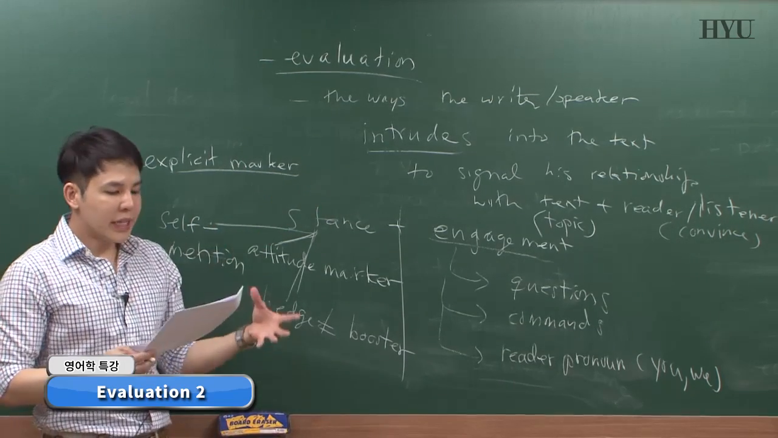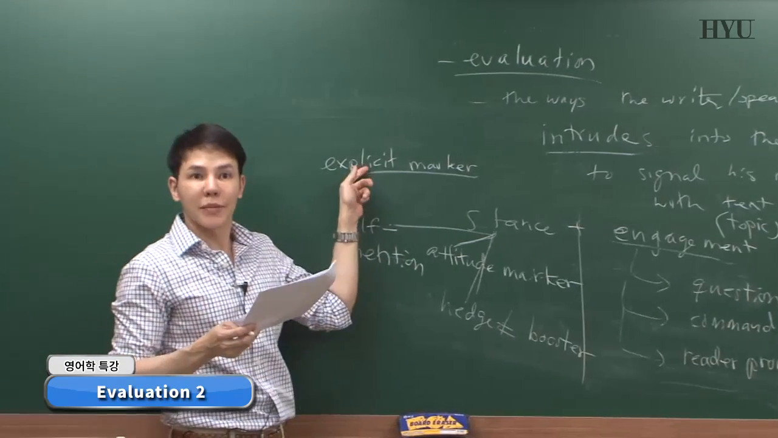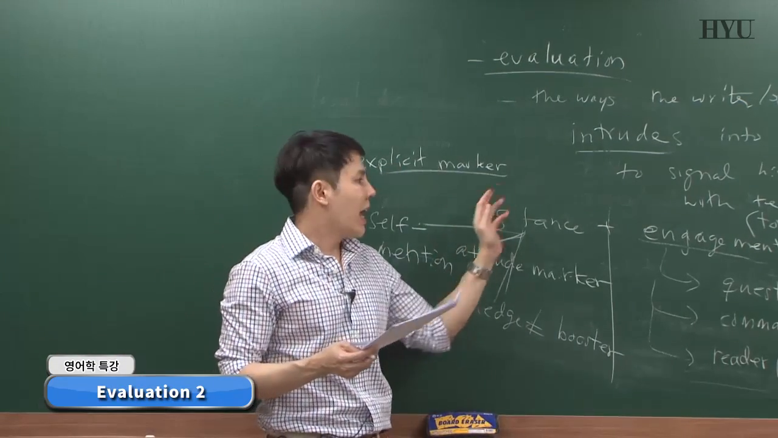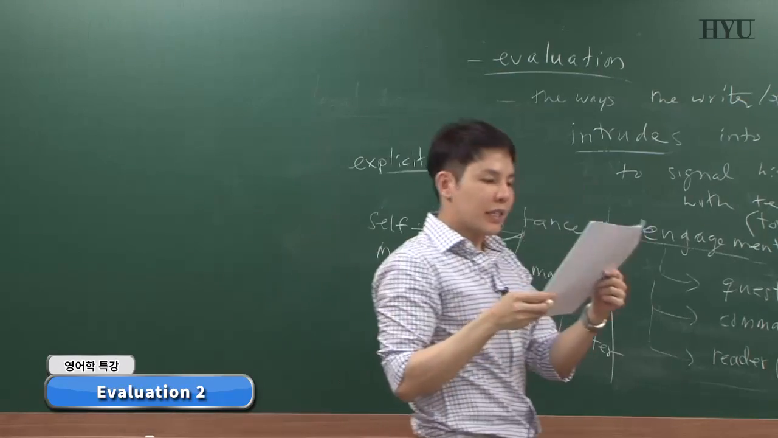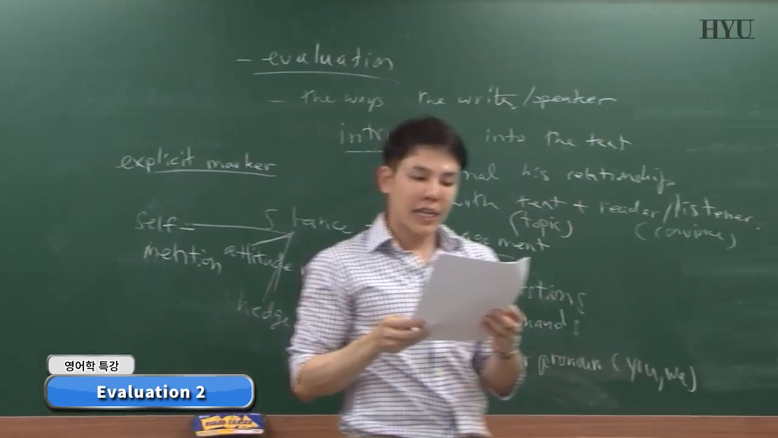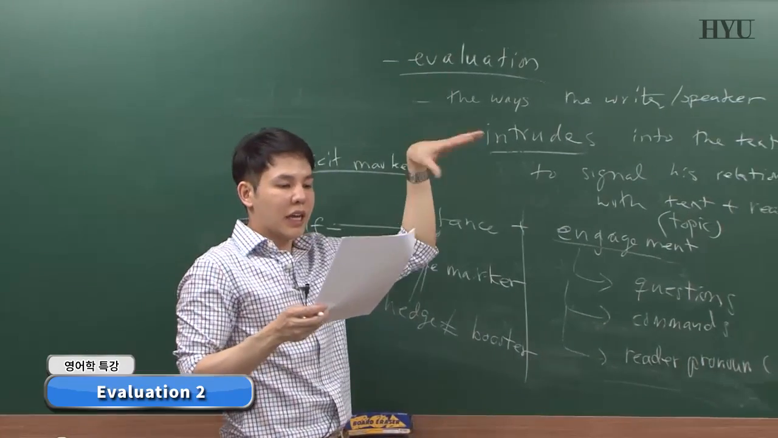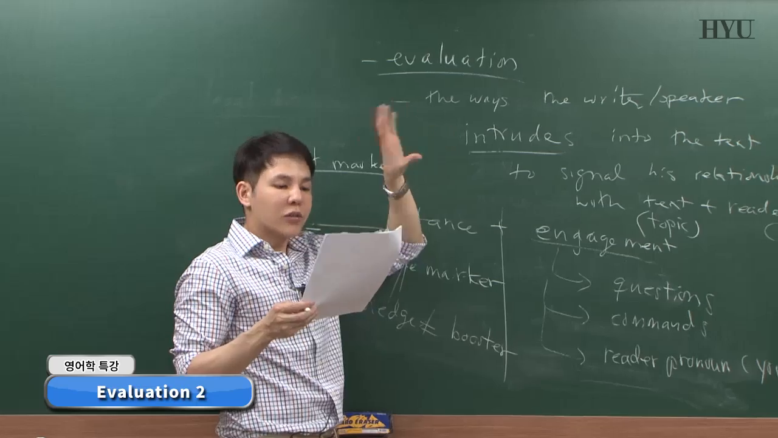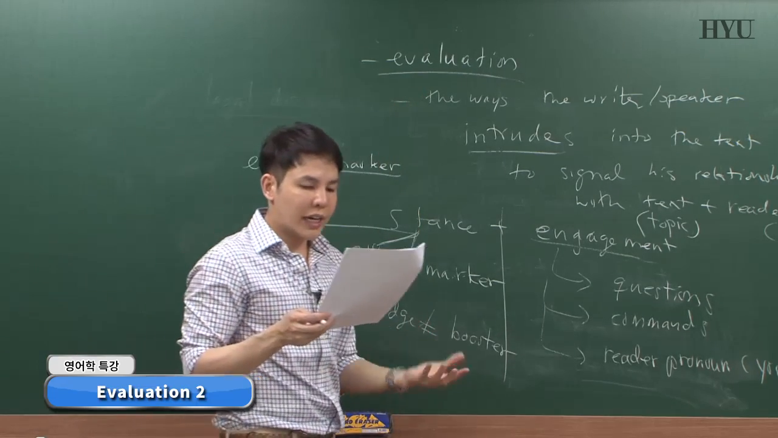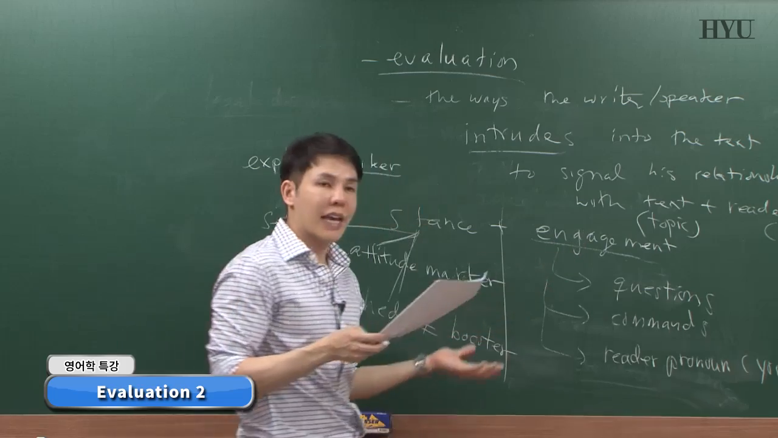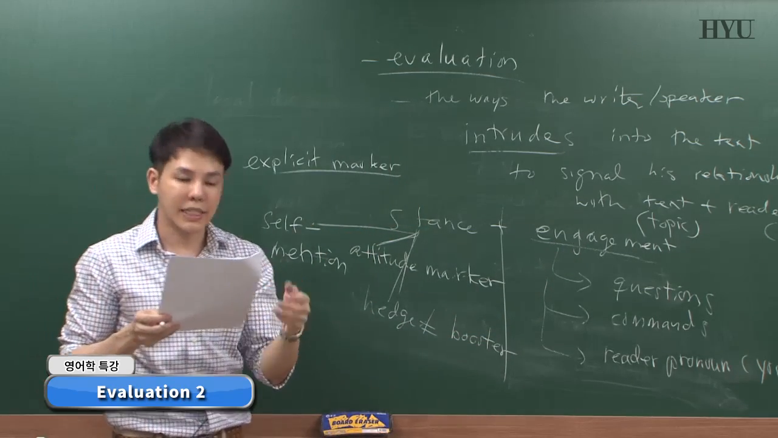So what we'll do is we'll try to spot explicit markers, okay? Explicit markers of stance and engagement devices. So I have 10 sentences here, 10 examples here. Can you spot and then underline or circle, doesn't matter. Can you spot and underline explicit stance markers and engagement markers in these sentences?